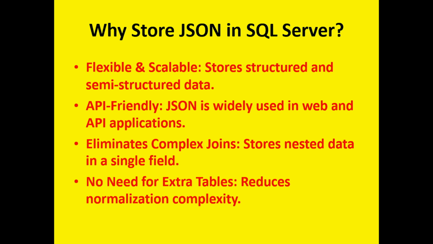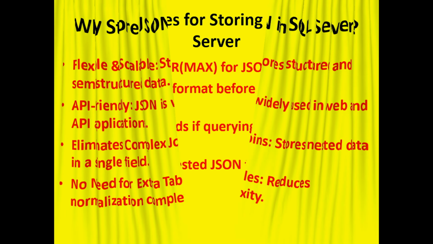So why store JSON in SQL Server? It is flexible and scalable, stores structured and semi-structured data, and is API friendly. JSON is widely used in web and API applications. It eliminates complex joins, stores nested data in a single field, needs no extra tables, and reduces normalization complexity. These are some of the advantages of why we store JSON data; it weighs much more than the other data types.